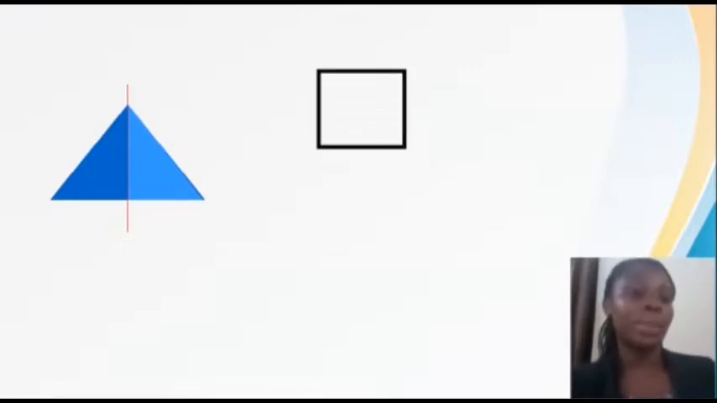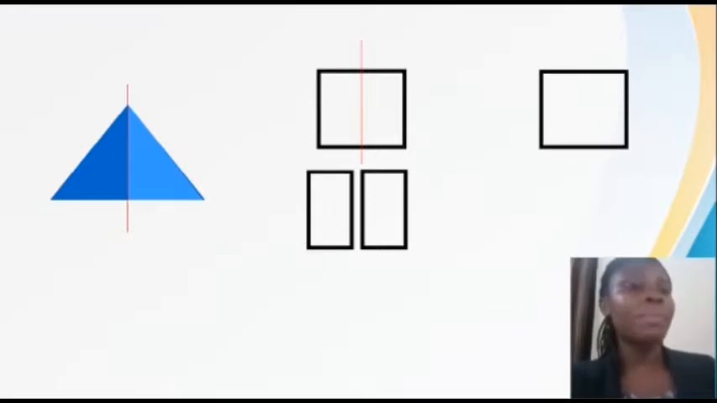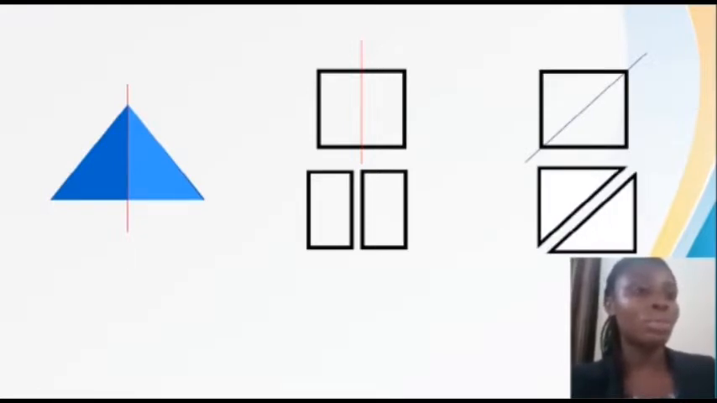We have a square. Let's see if square is symmetrical. Now look at this line. The vertical line cuts it into two, and we have two equal halves. That is, two equal rectangles. The same square can be cut diagonally. Can you see that? To give us two triangles. Let's move ahead.